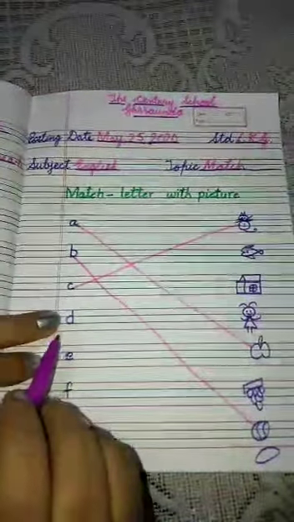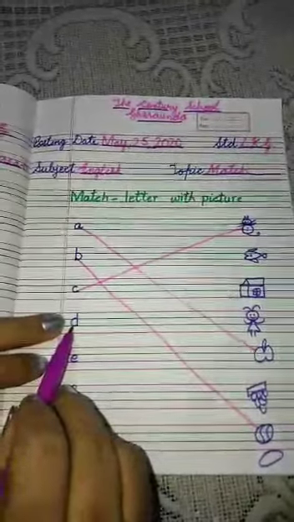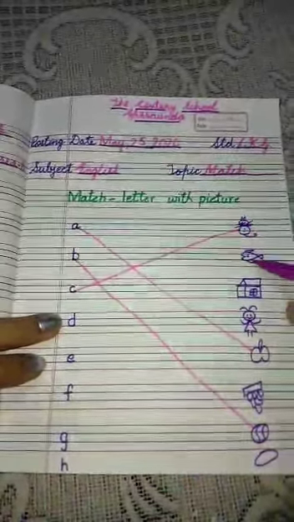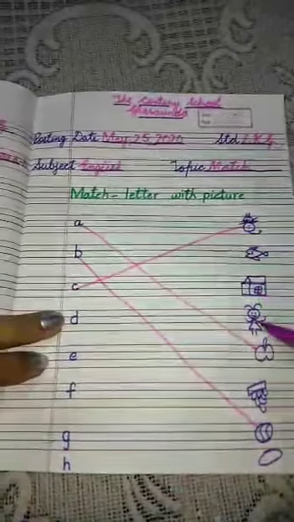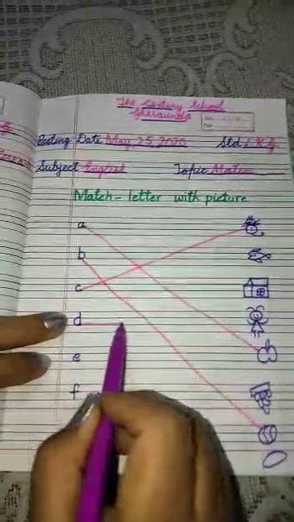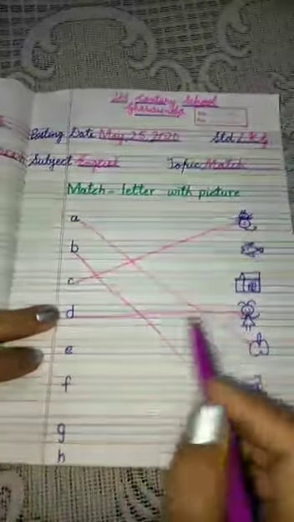D. D. Doll. Find out where is doll. Is it right? No. Is it right? No. Is it right? Yes. This is D and match it with doll.